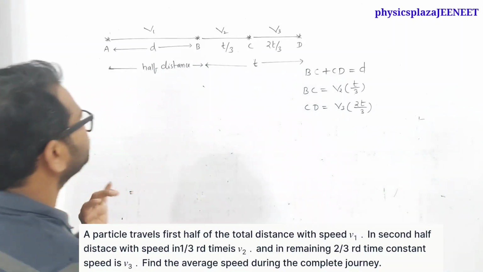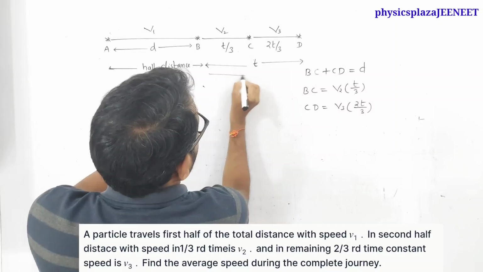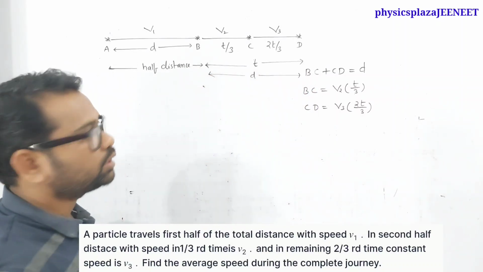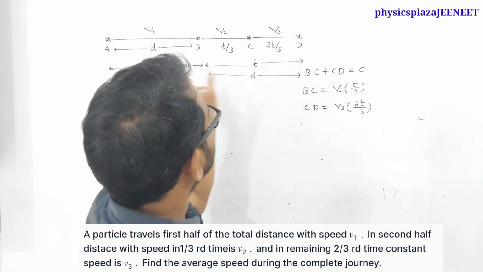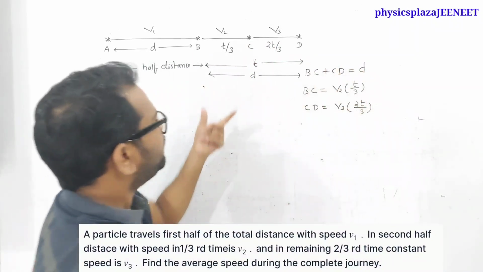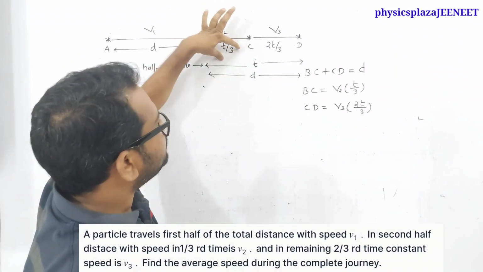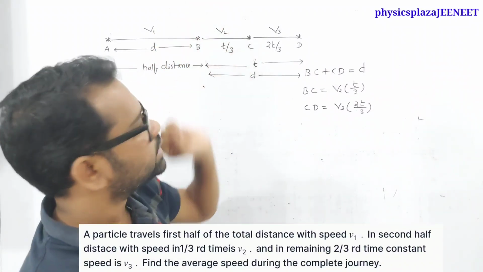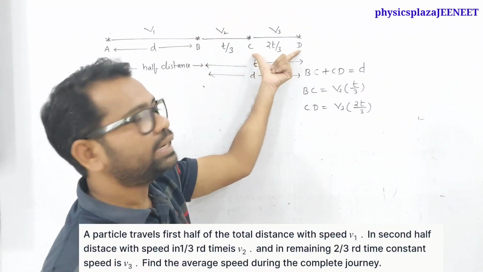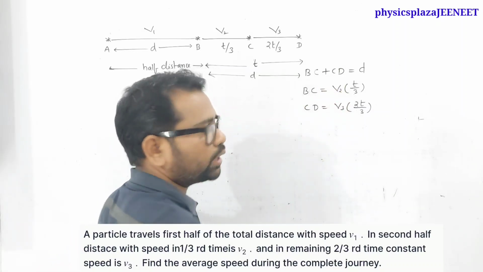Look at here, children. If from A to B is D, then obviously from here to here also the total distance is D only, right? The second half distance must be equal. So BC plus CD is equal to D. But this distance BC we don't know. But we know the formula, right? Speed into time gives BC distance. Now this speed into this time gives distance CD. So that is what is written, BC and CD. So we got these distances.